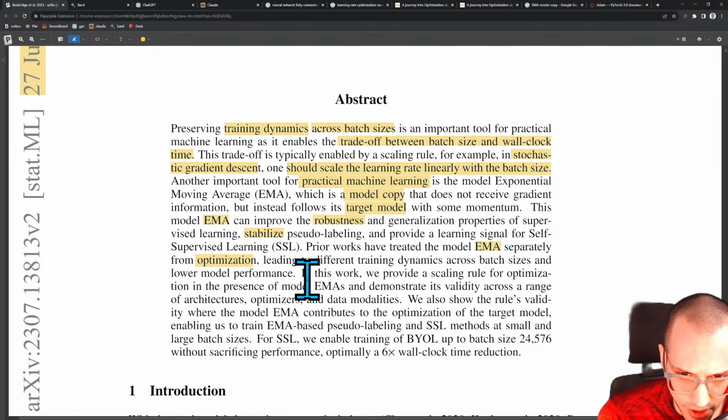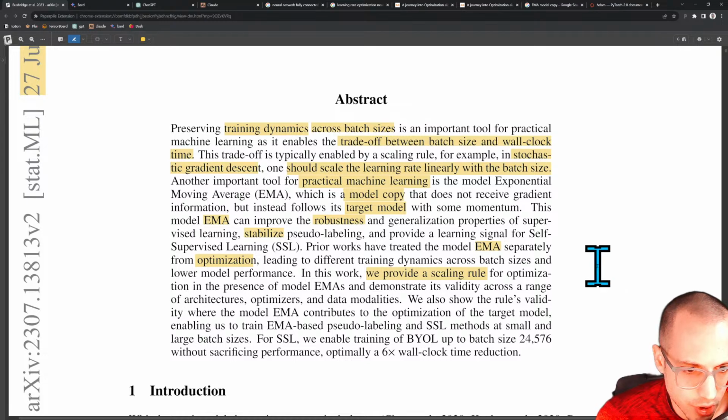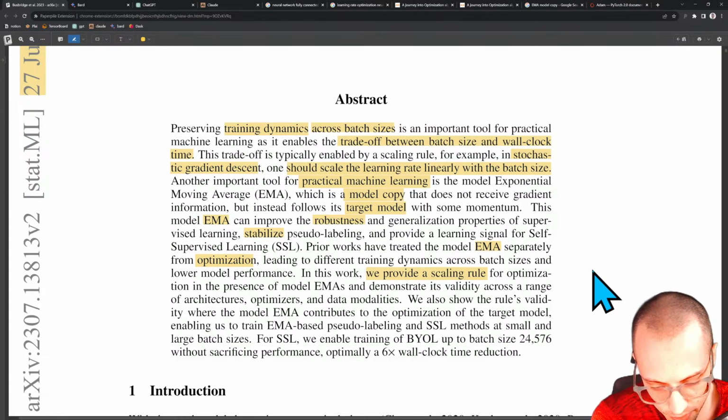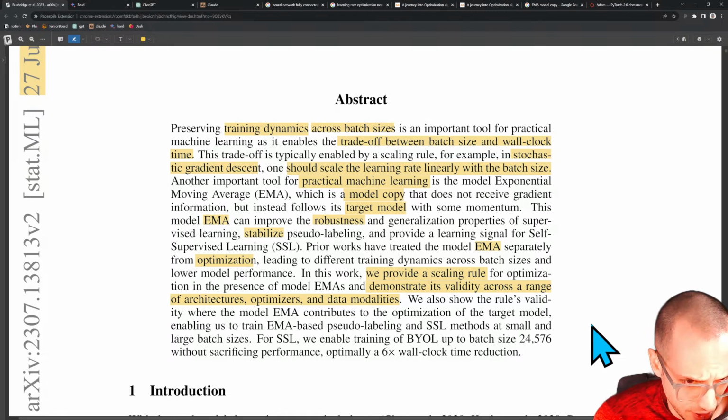Okay. In this work, we provide a scaling rule. So this is going to be the kind of big part of this paper, for optimization in the presence of model EMAs and demonstrate its validity across a range of architectures, optimizers, and data modalities. Okay, so this is a kind of a fundamental research paper, right, where they're trying to show some fundamental property of machine learning and kind of neural networks themselves. So they want to basically demonstrate that whatever theoretical insight they're going to draw, it has experimental validity, right? So first of all, they want to say, okay, we're going to come up with this theory. Well, we want to show that it's true in practice.